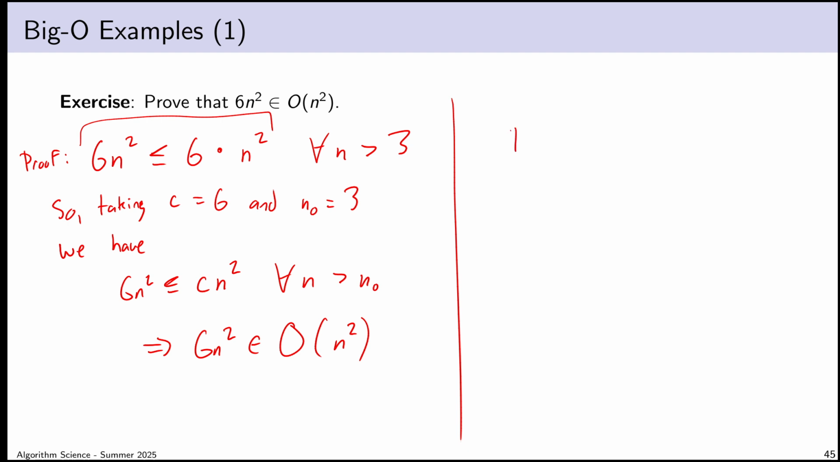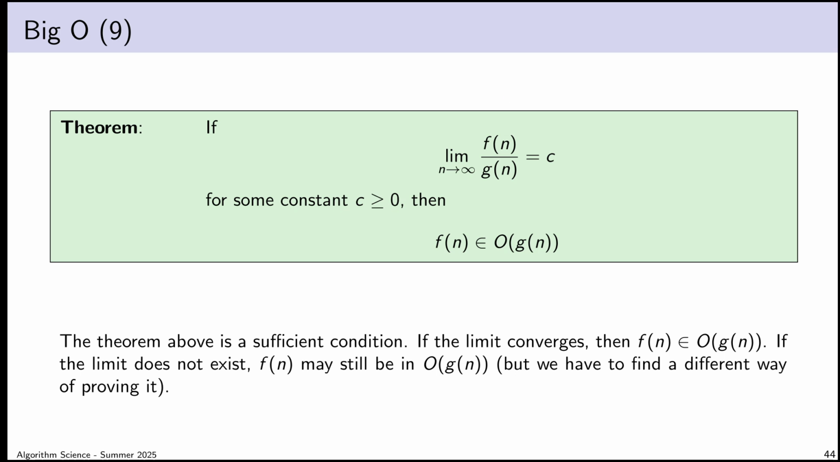I could prove it a second way, though. I could use the limit. So we'll remind ourselves of the limit condition. It says if f over g converges to anything at all, if it converges to some constant that's greater than or equal to 0, then f is big O of g. So if I want to prove that 6n squared is big O of n squared, I have to put the n squared as the denominator of my limit.